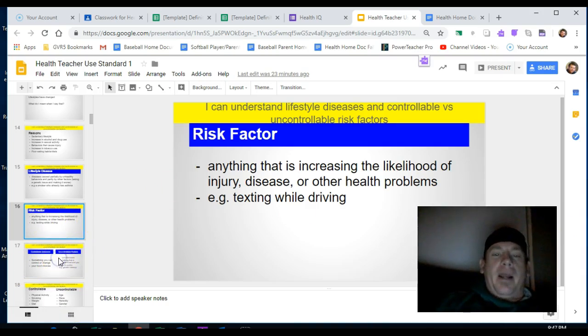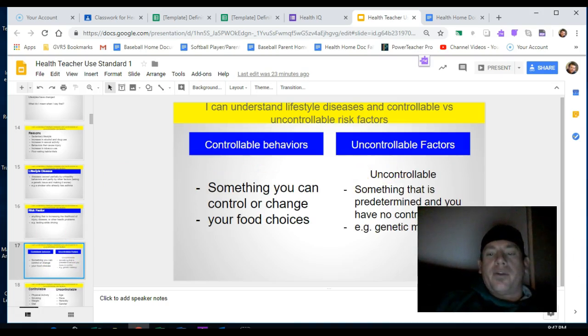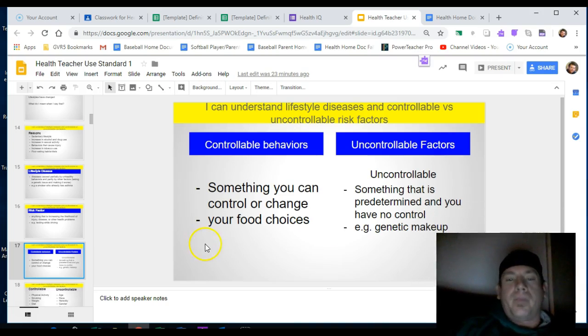And then we'll jump in at a couple other definitions here: controllable behaviors and uncontrollable factors. Something that you can choose, that's your choice, is obviously a controllable behavior. An uncontrollable factor is something that's predetermined and that you have no control of, or it's something that happens to you that was not in your control. An example here is our genetic makeup.